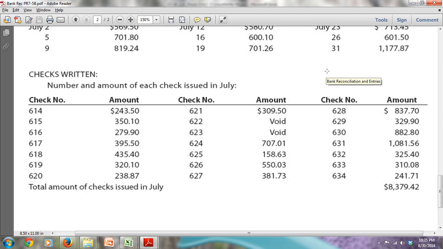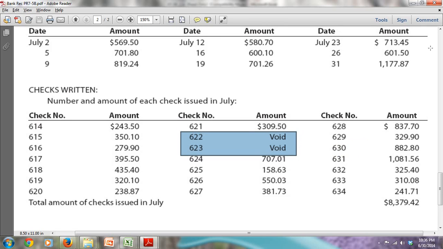Now, one thing I'm going to note is that it's kind of jumping out at me right now, check 622 and 623, those are voided checks, so I'm not really going to look for those to clear the bank. So we can just make a note of those 2 checks, that they're not going to appear on the bank reconciliation, because we never cut those, they're voided. So we'll skip those 2 numbers, but we're going to look for all the other ones and make sure that they clear.